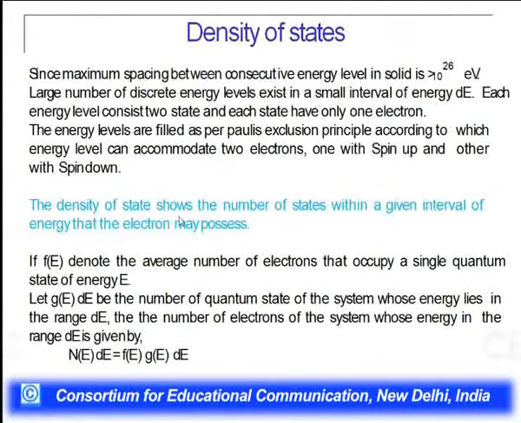The density of states shows the number of states within a given interval of energy that the electrons may possess. It means we define the energy states where the electrons are filled. If Fe denotes the average number of electrons that occupy a single quantum state of energy E, then we define g(E)dE as the number of quantum states of the system whose energy lies in the range dE. We are finding the discrete energy levels within a small interval dE.